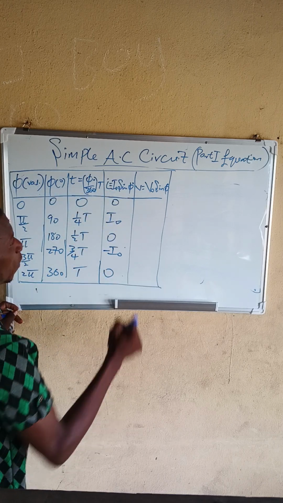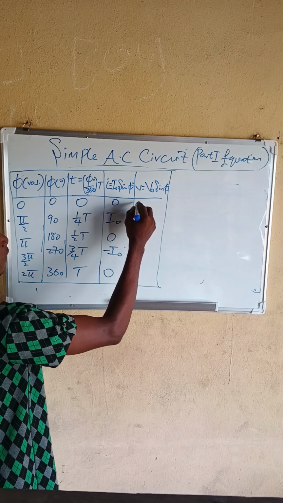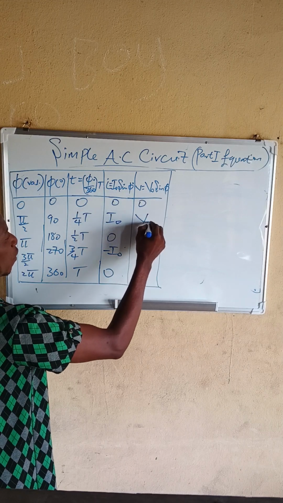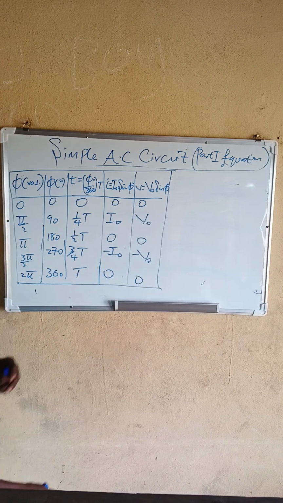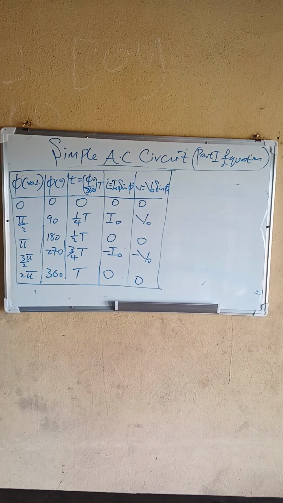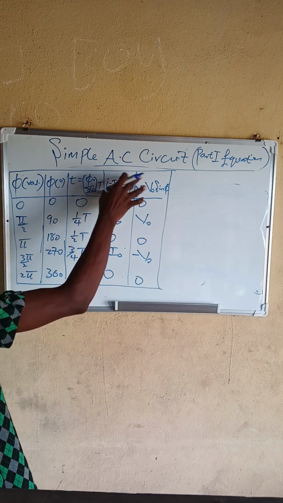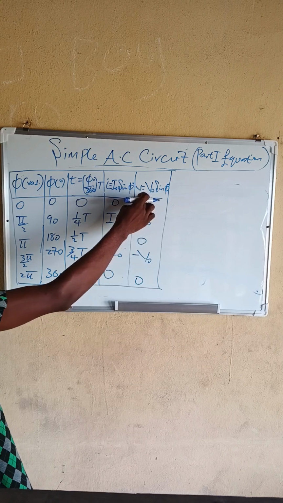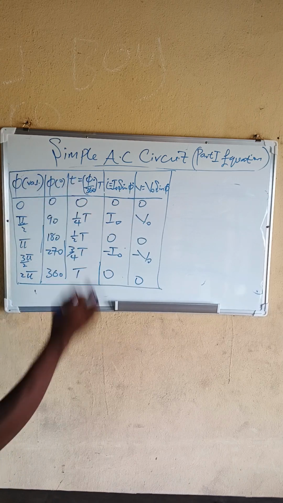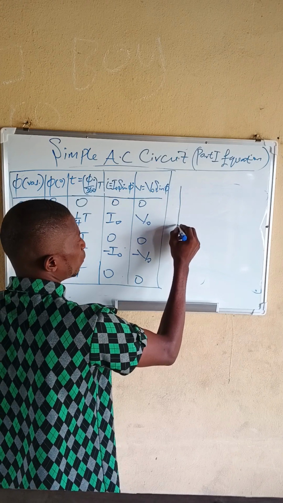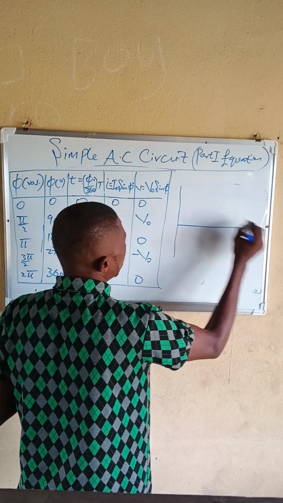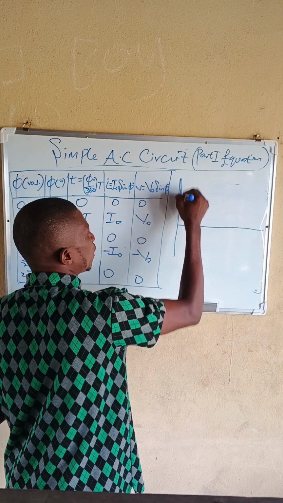Likewise, this place, you're going to have the same thing: 0, V naught, 0, negative V naught, and 0. This is the table of values. Then we're going to plot these two, instantaneous current and instantaneous voltage, against time.